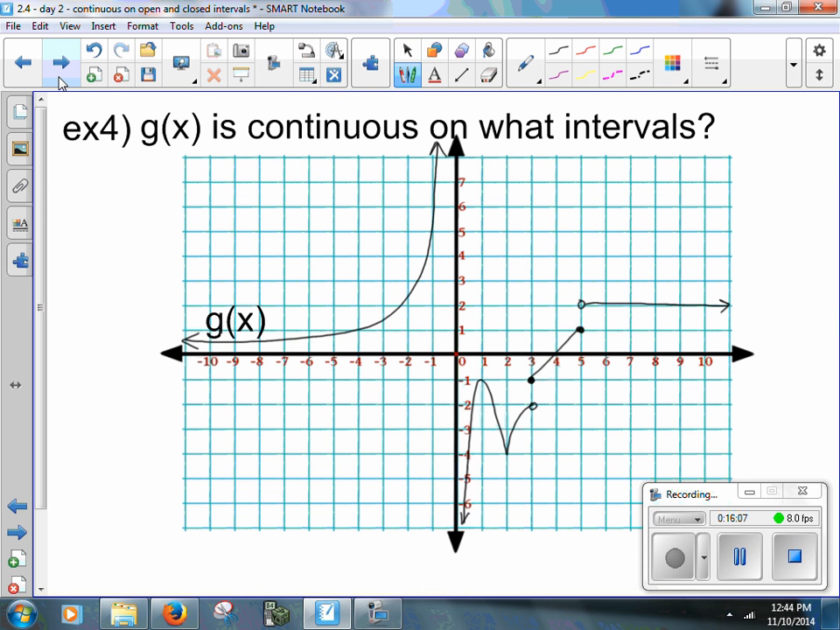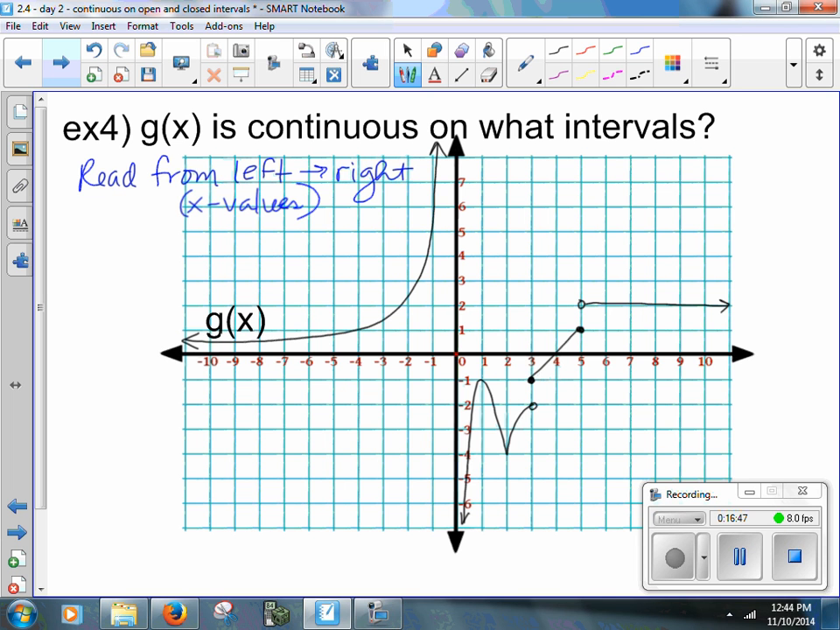Now, where is this function continuous? Meaning, where does it not have holes? Where does it not have gaps? Where does it not have asymptotes? What we're going to do is read this from left to right. You have done this in algebra 2. If I'm reading this graph from left to right, am I thinking about my x values or my y values? Do we agree with x values? Okay, so I'm paying attention to my x values.